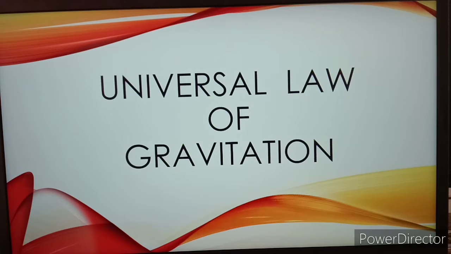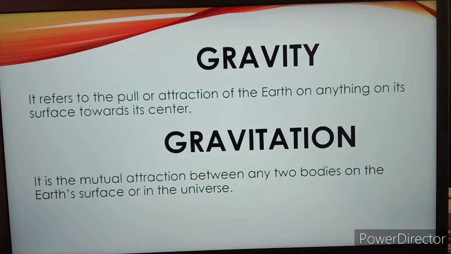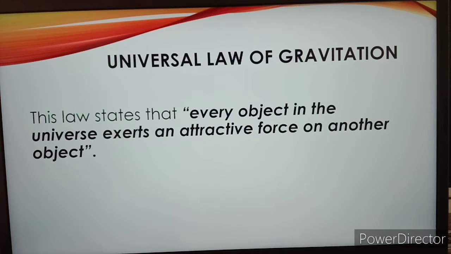Let us first define gravity. It refers to the pull or attraction of the earth on anything on its surface towards its center. The next is gravitation, which is the mutual attraction between any two bodies on the earth's surface or in the universe. So we have here the universal law of gravitation.